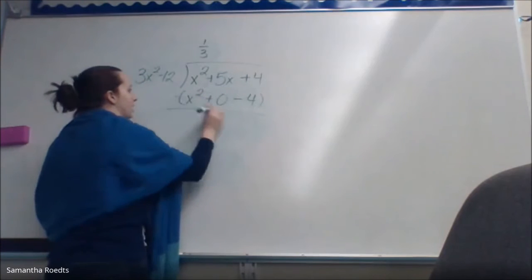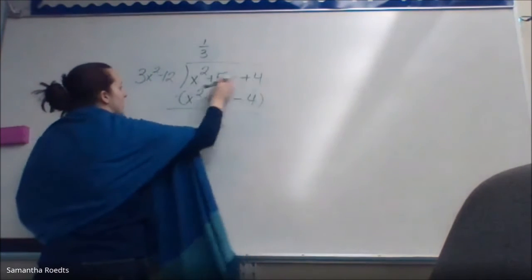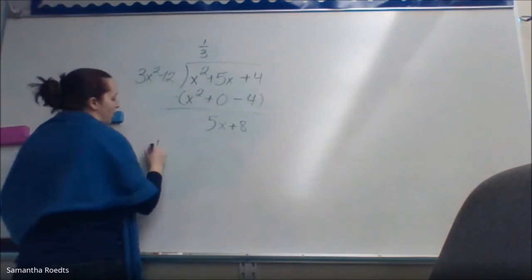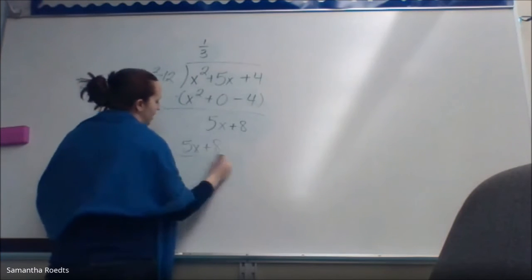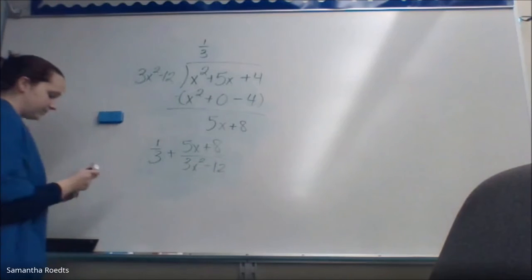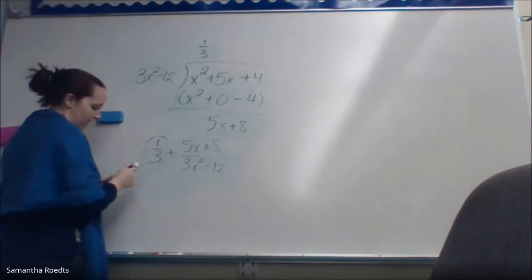So I get 0, 5 minus 0 is 5x. 4 minus -4 is +8. So I get 1/3 plus (5x plus 8) over (3x squared minus 12). Okay. So the 1/3, that's what I'm looking for. That's my horizontal asymptote.